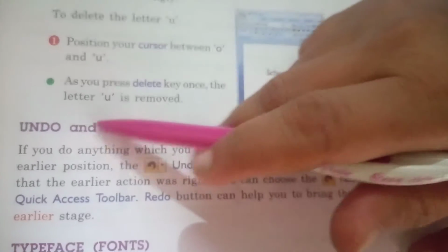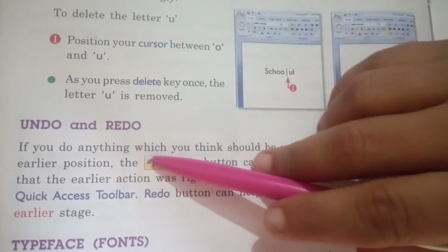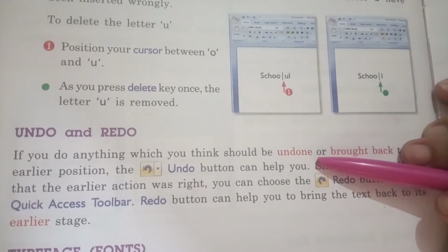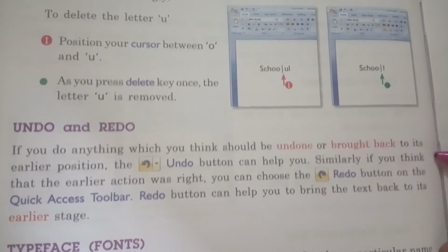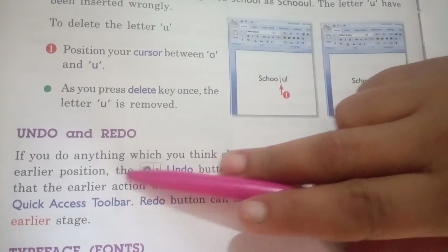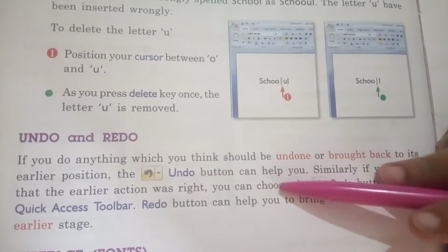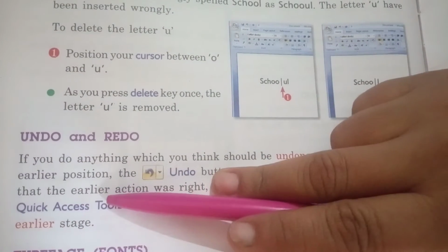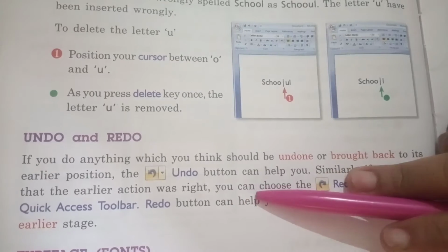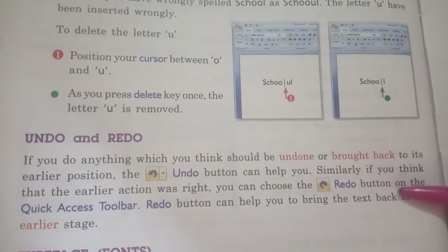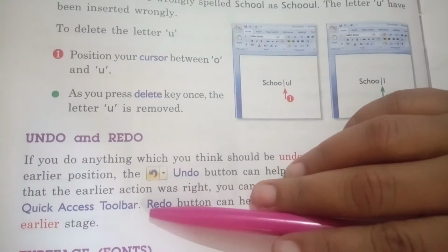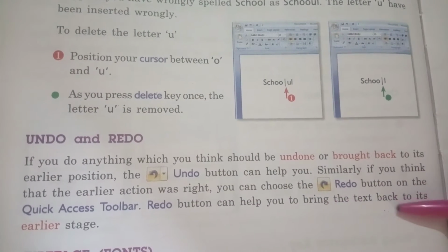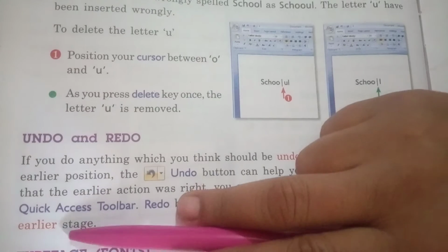Now, undo and redo. If you do anything which you think should be undone or brought back to its earlier position, the undo button can help you. Similarly, if you think that the earlier action was right, you can choose the redo button on the quick access toolbar. The redo button can help you bring the text back to its earlier stage.